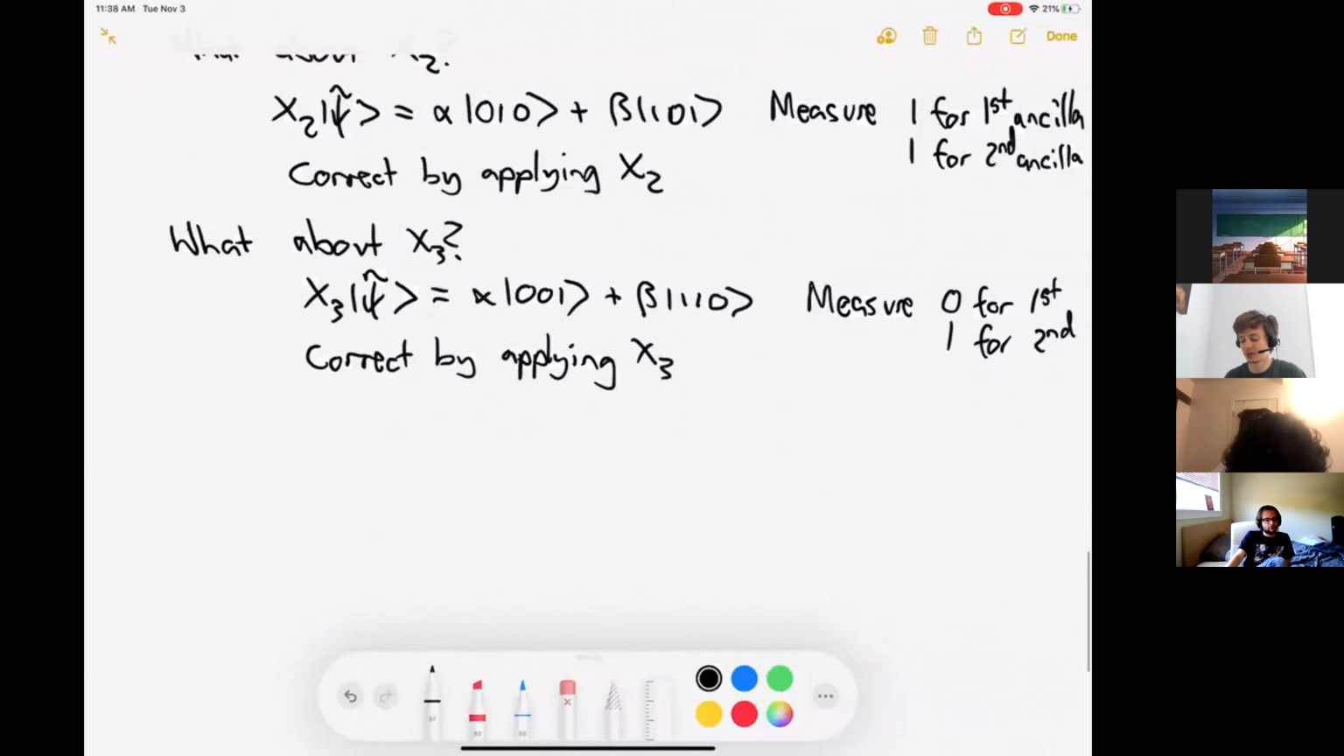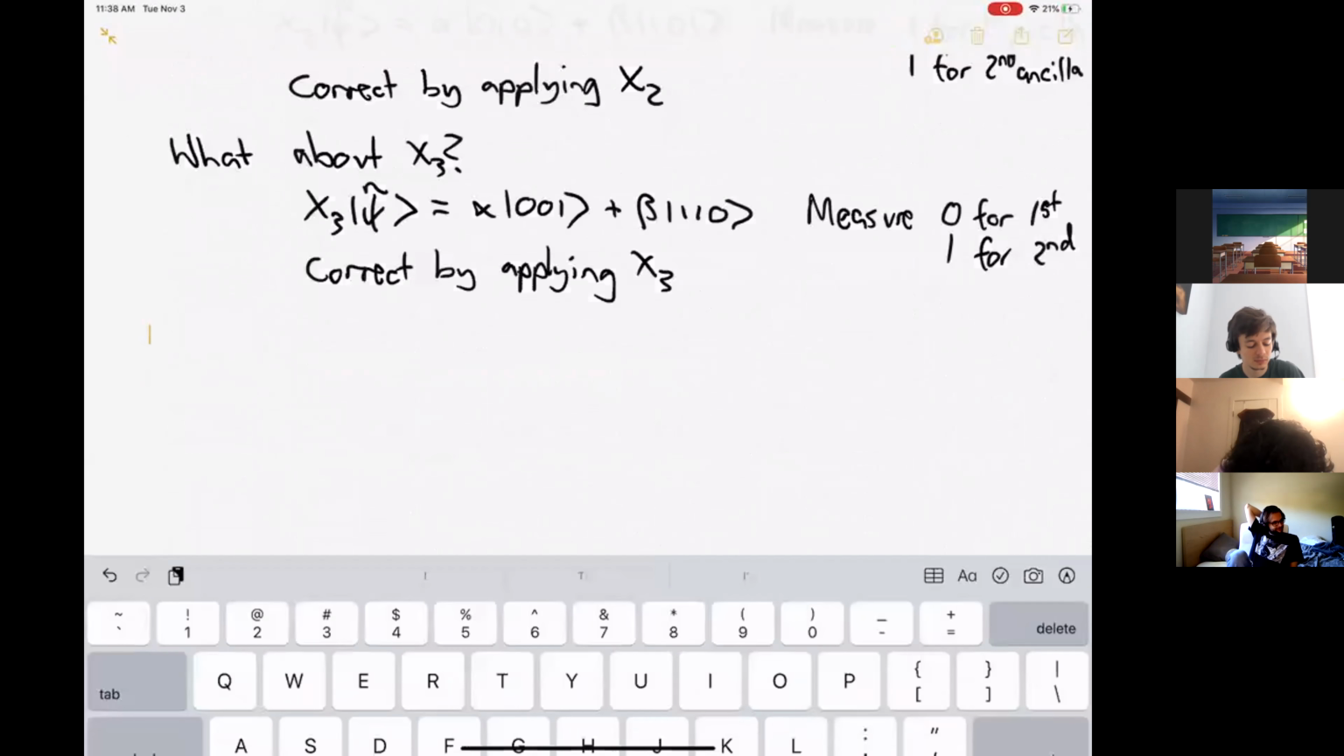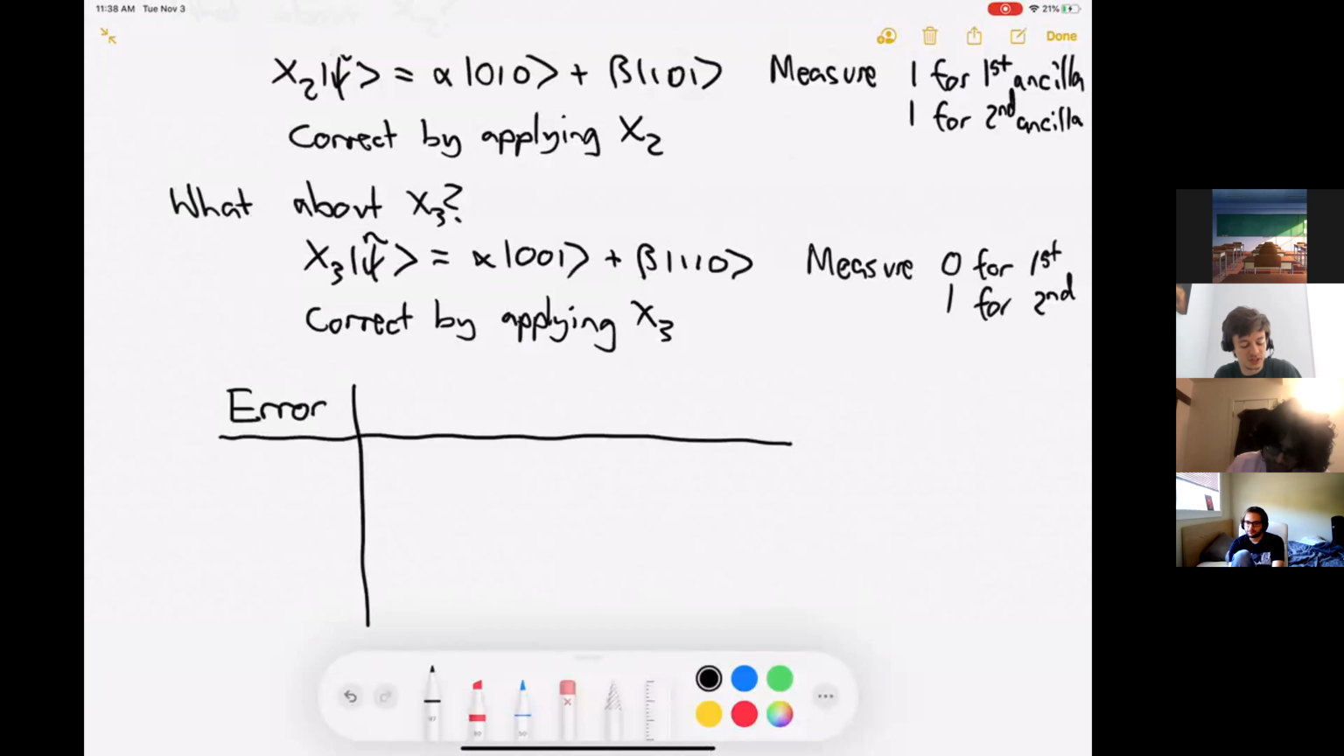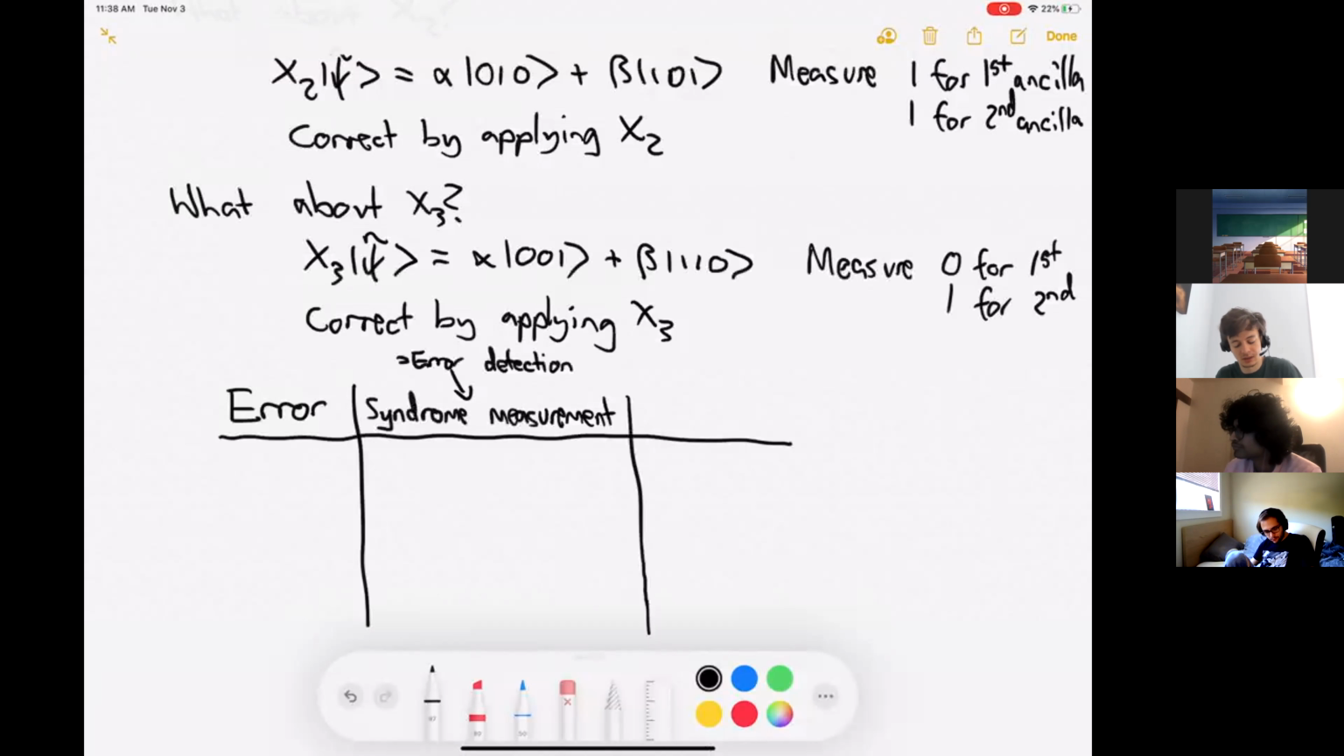So we can summarize this in a nice little table. So we have 3 things. We have the error. We have what's called the syndrome measurement. This is just the measurement of the ancilla qubits in order to detect which error happened. So this is the error detection step. And then finally, we have the error correction step.